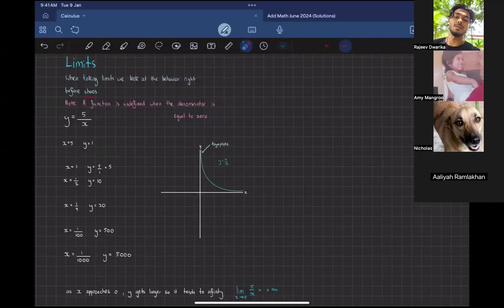But if you were saving 1 billionth every day, it could take you 5 billion days to make that $5. So the number of days is approaching infinity. Right. So this is the basic concept: as x approaches zero, y gets larger, so it tends to infinity.